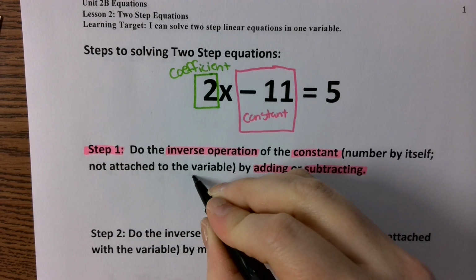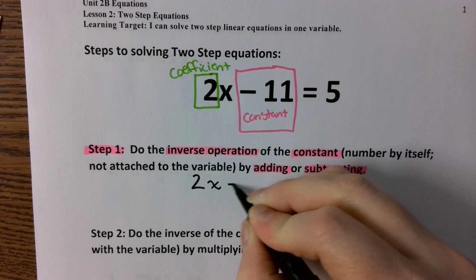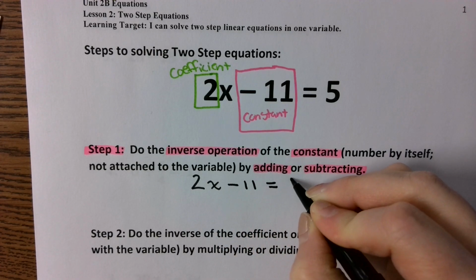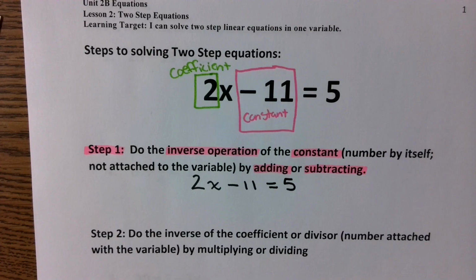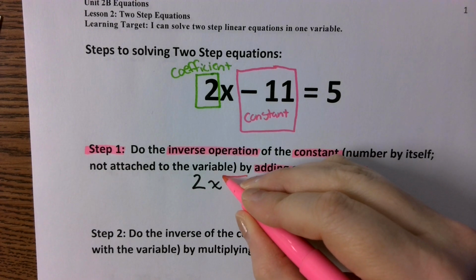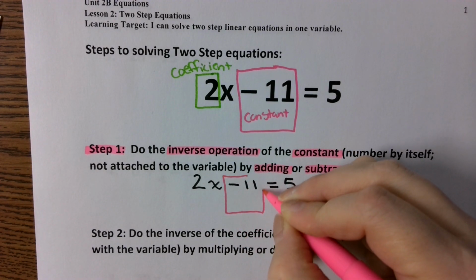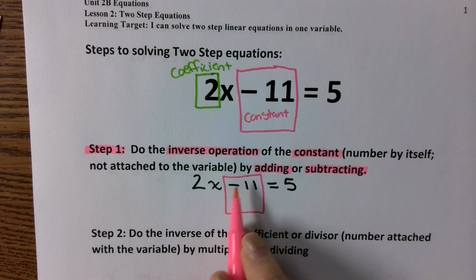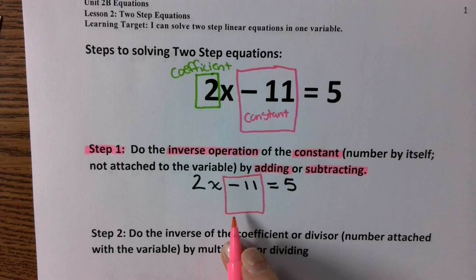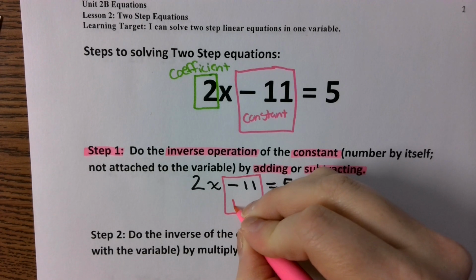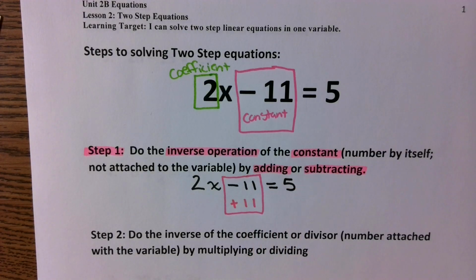So that's why I said it's really important to understand what inverse operations are, because you need to know the proper order of solving. So when we're looking at 2x minus 11 is equal to 5, we already identified that minus 11 was our constant. So instead of minus 11, we're going to do the inverse. What's the inverse of minus 11? Addition. So instead of subtracting 11, we're going to add 11.